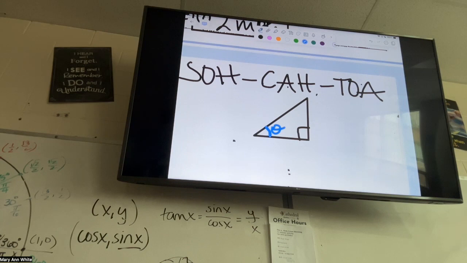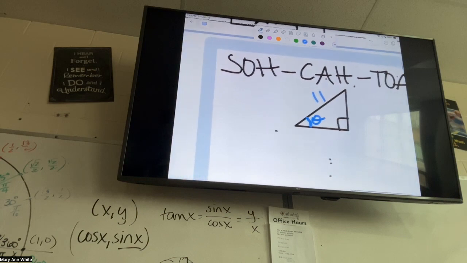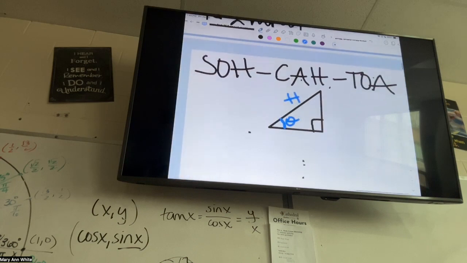Where's my hypotenuse? Long side. The long side, the one across from the 90 degrees. Where's my opposite side? Is it the vertical one or the horizontal one? The vertical one. It's the side that is directly opposite my angle. And so if you don't know where your opposite is, go to your angle and draw a line to the side across from it. And then last but not least is my adjacent side. So that just is the last side over here. This side over here is my adjacent. Okay.